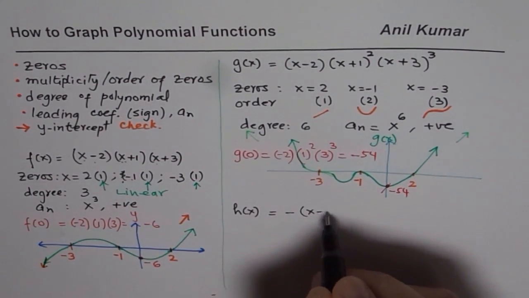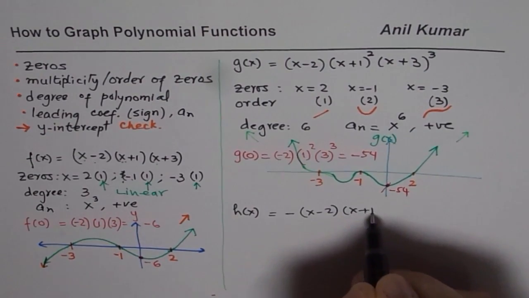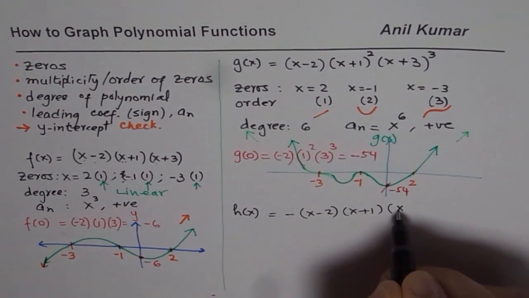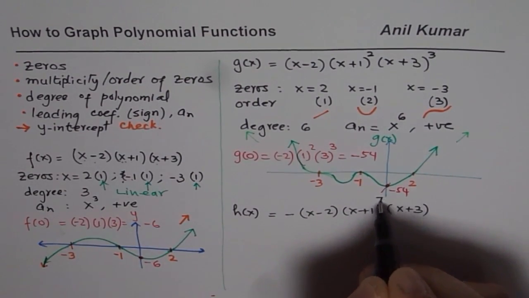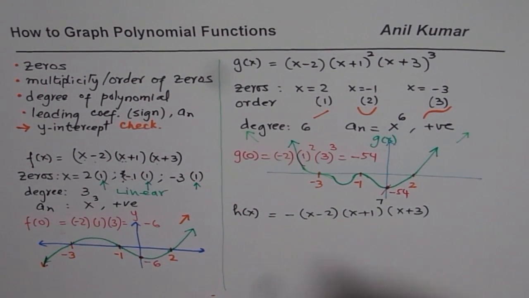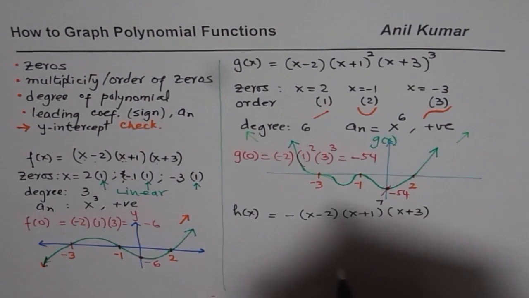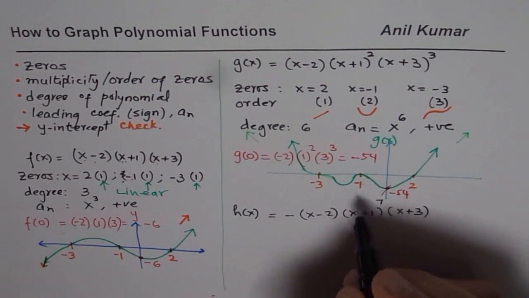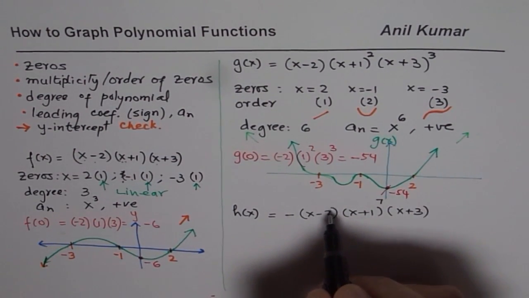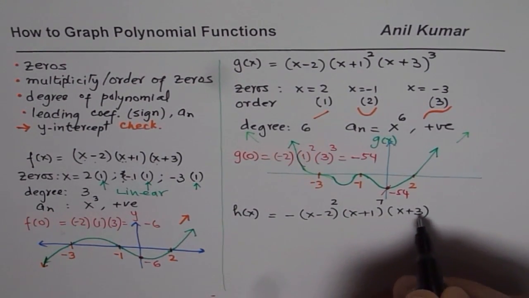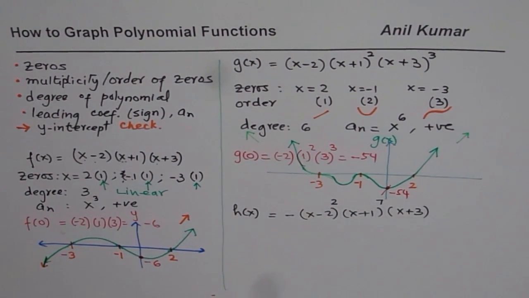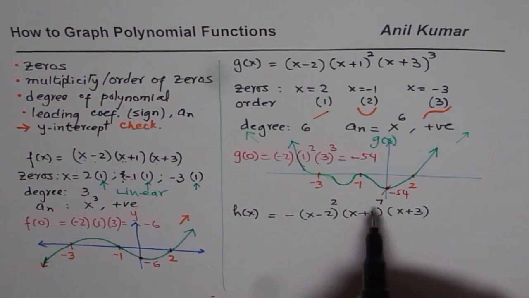So let's maintain the same zeros, which are x minus 2, x plus 1 and x plus 3, right? Let me write down higher degrees. How does it matter? Let us say 7 this time on one of the functions, and let us make this one 2, and let's keep this one as linear. So we have 7 this time, odd degree.